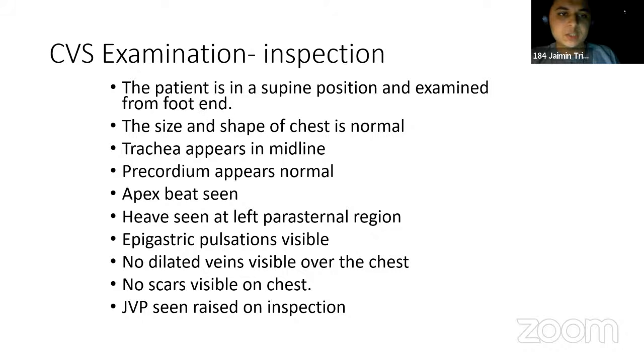Then moving on to inspection. The patient is in a supine position and examined from the foot end. The size and shape of chest is normal. Trachea appears in midline. Precordium appears normal. Apex beat is seen. Heave seen at left parasternal region. Epigastric pulsations visible. No dilated veins visible over the chest. No scars visible on chest. JVP raised on inspection. Okay, I wanted to stop here, Jaimin.